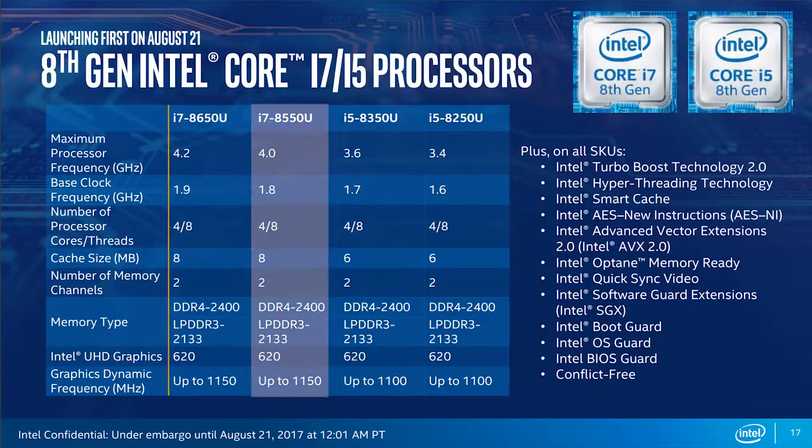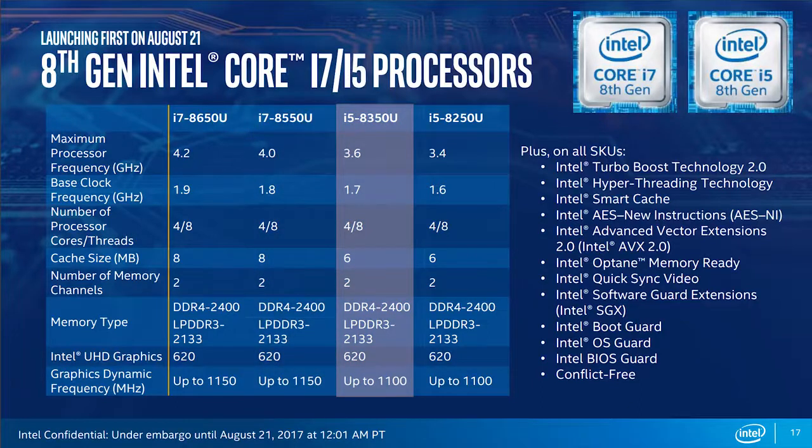Moving down the line, we have the i7-8550U that's clocked at 1.8 GHz for base and boost up to 4 GHz. It still carries the same amount of cache from the 8650U. The i5-8350U is clocked at a base of 1.7 GHz and goes all the way up to 3.6 GHz. So the boost frequency is quite lower compared to the i7s, and the cache has been reduced to 6 MB. They still feature the UHD 620 graphics, but they are 50 MHz underclocked.